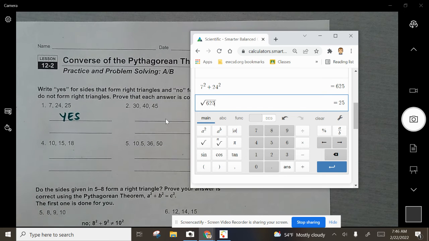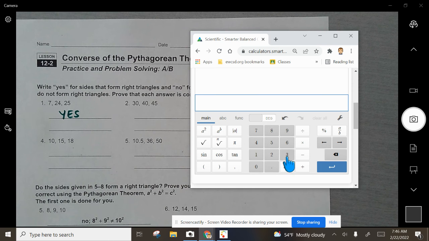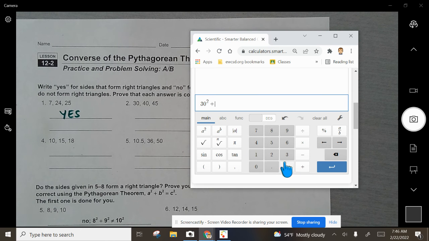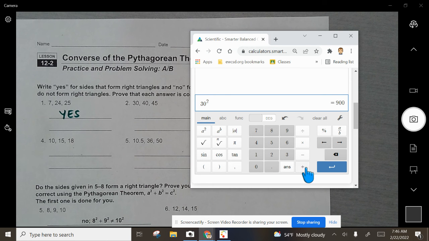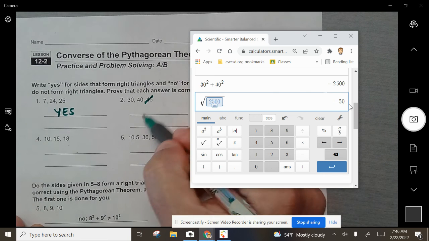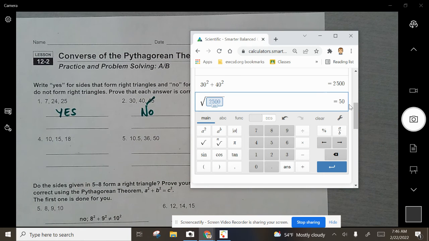Why don't you try number 2 on your own? I'll give you a second. Push pause, Miss Alonzo. All right, plus 40 squared. And what does that equal? 2,500. Oops, let's try it again. My bad. I hit clear too many times. Plus 40 squared. How do I know to put 45 as the hypo? Because it's the longest, it's the biggest number. And that equals 50. This says 45. Nope. If that was a 50, it would have worked.